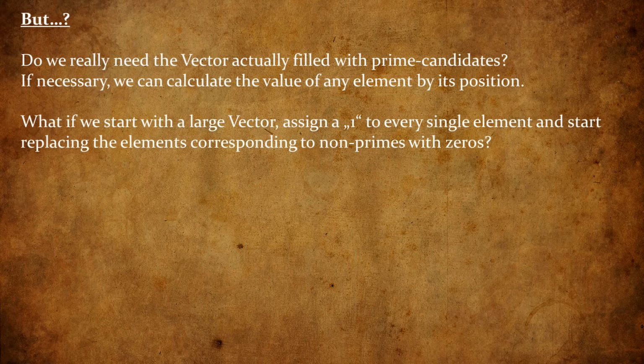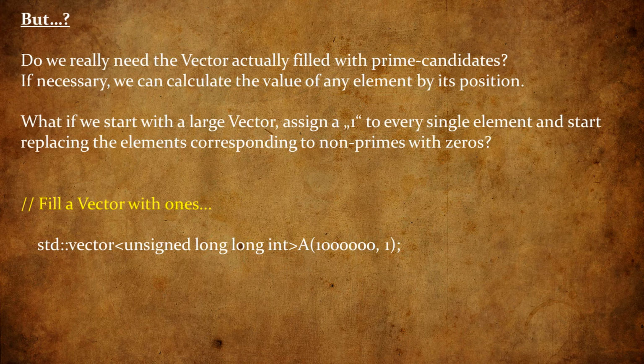If necessary, we can calculate the value of any element just by its position. So what happens if we start with a large vector, assign a 1 to every single element, and start replacing the elements corresponding to the non-primes with zeros? Maybe this can be done faster.